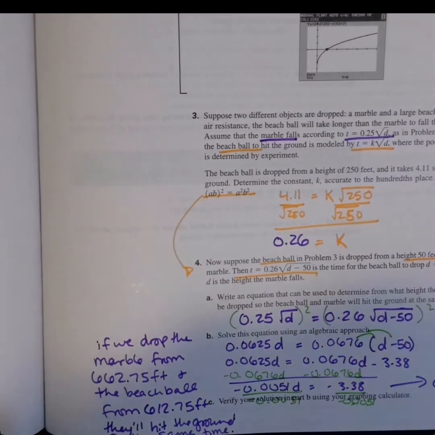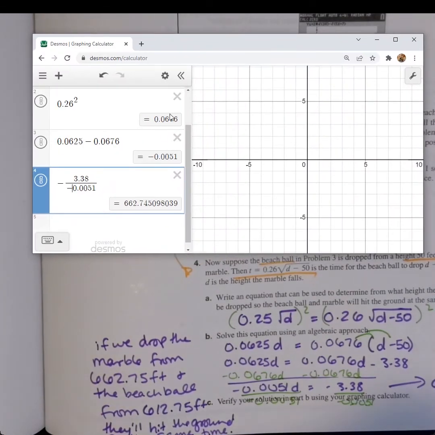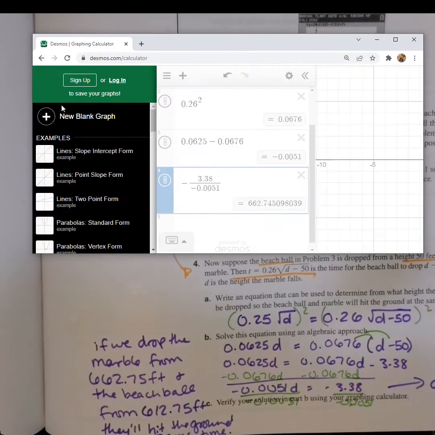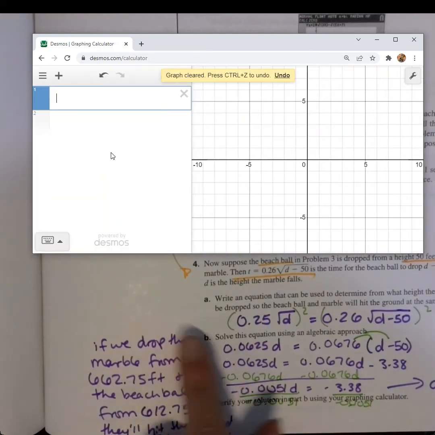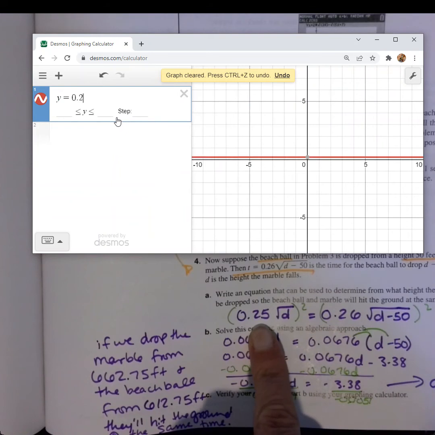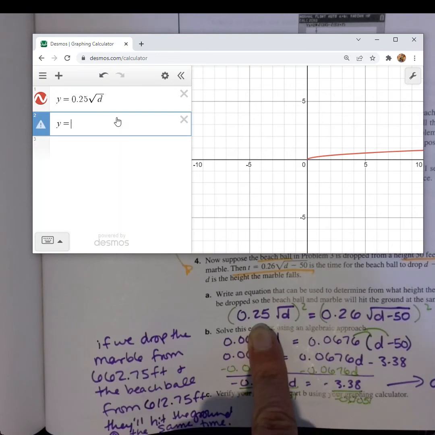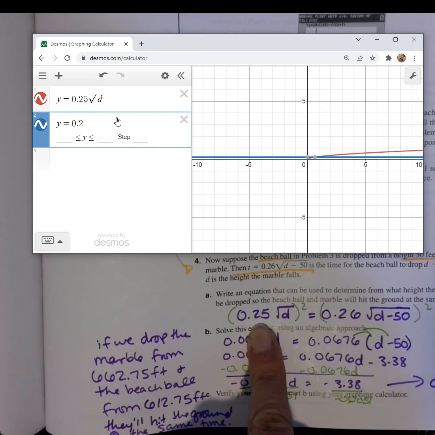Okay, and then they want us to solve this graphically as well. So if I want to solve this graphically, we're going to graph the right-hand side and the left-hand side of the original. So y equals 0.25 square root of d, and y equals 0.26 times the square root of d minus 50.